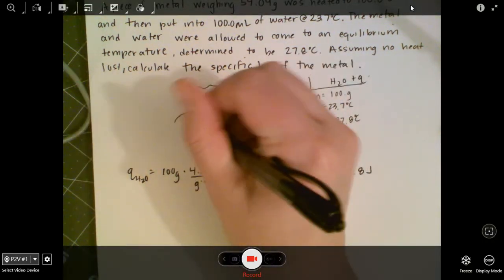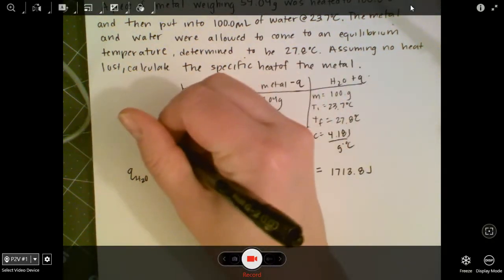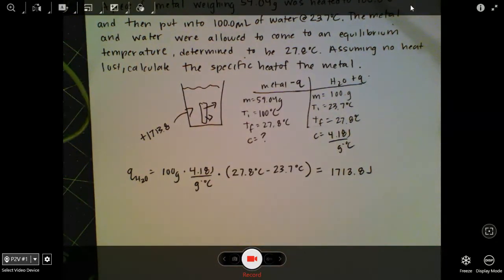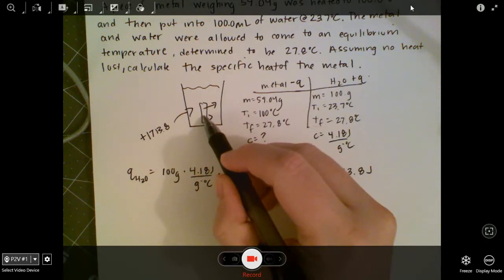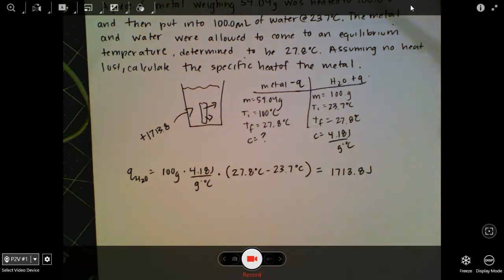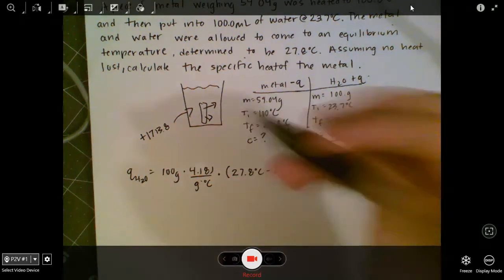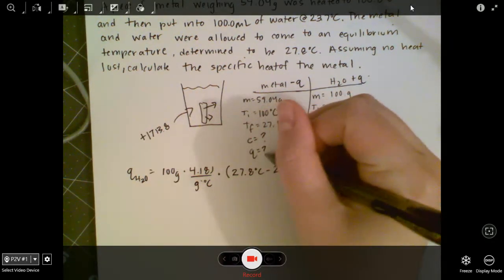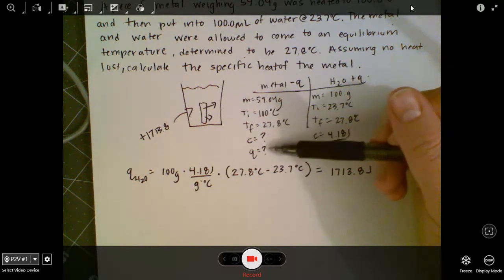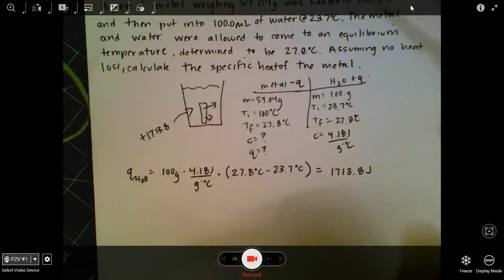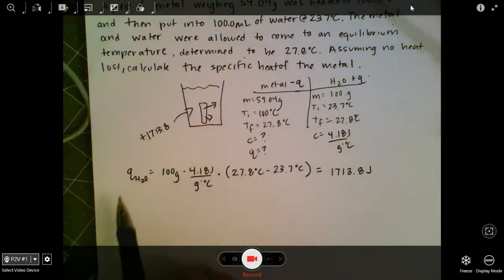So what this means is that I gained, for my water, 1,713.8 joules. So out here, I had a plus 1,713.8. That means that the water must have given me all of those joules. So now what it helps me do is, if you think about this equation right now, we currently kind of have two variables. We don't know what the specific heat is, but we also don't know how much energy the metal lost. Now we do, because we use the water as the mirror to figure that out. And so here is what's important.